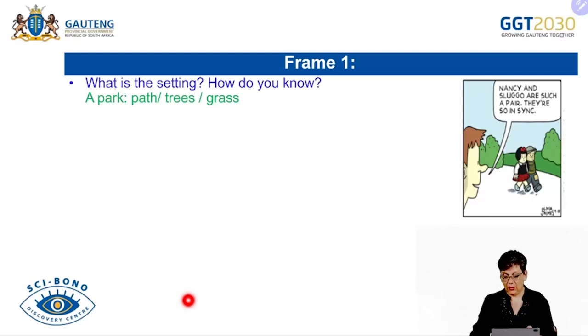Well, it looks like we're in a park. There's a path, there's trees, the grass. Remember, always try to find the evidence for your answer. If you say it's a park, how do you know it's in a park? It's obviously not in a forest because then you'd have a lot of trees. That's why I say a park.